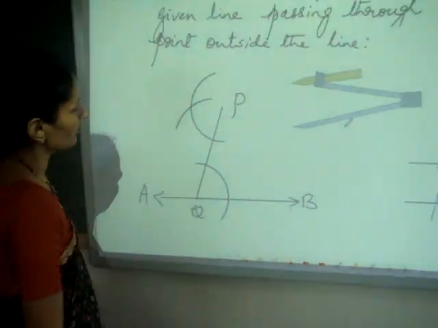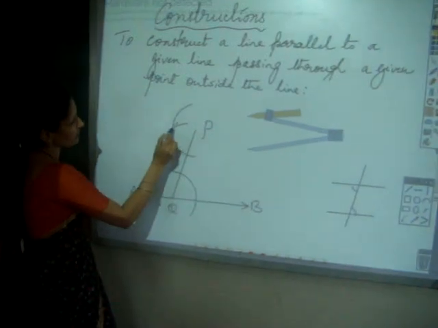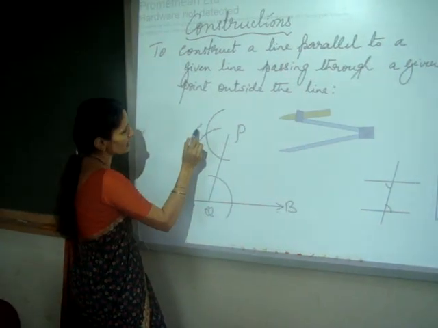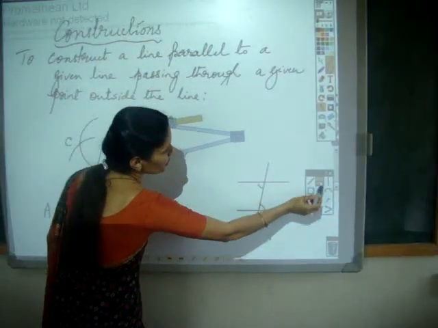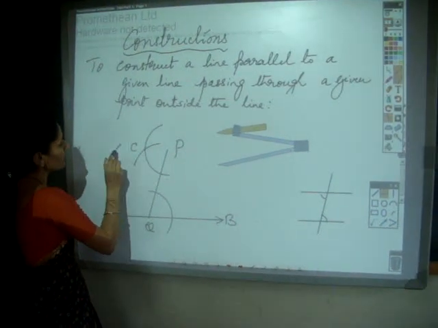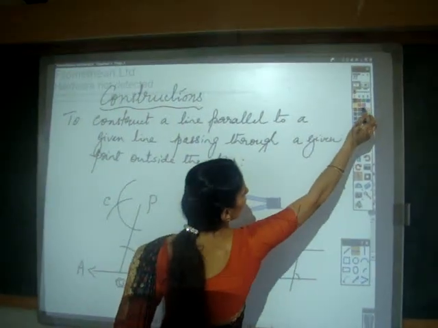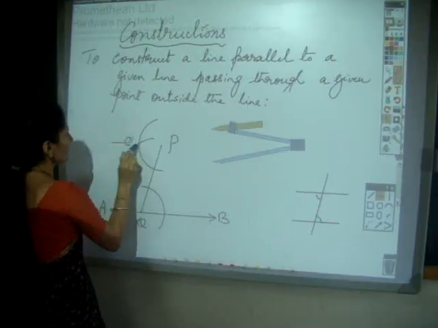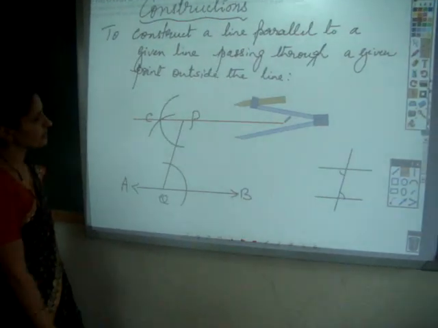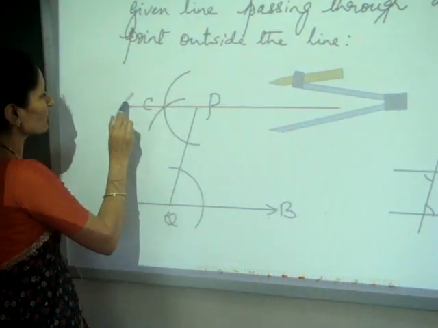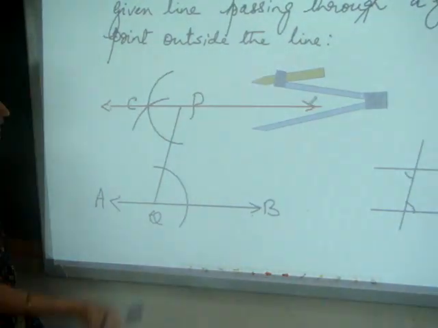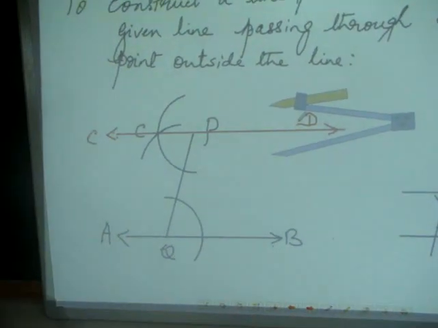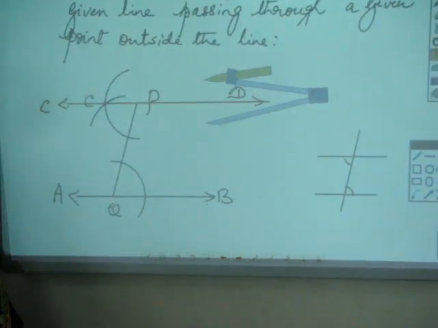Let me name it first of all. As we require the new line, suppose it is to be named as CD, I can name this point as C, and I have to join it. This is a new line which we got, which is now parallel to the given line AB. I have to name it CD. Then CD is the new line parallel to the line AB we have constructed just now.